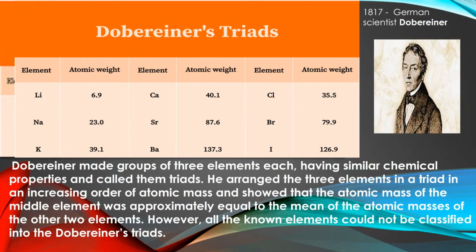Dobereiner's triads. Dobereiner was a German scientist. He made groups of 3 elements each, having similar chemical properties, and called them triads. He arranged the 3 elements in a triad in increasing order of atomic mass and showed that the atomic mass of the middle element was approximately equal to the mean of the atomic masses of the other 2 elements. However, all the known elements could not be classified into Dobereiner's triads.